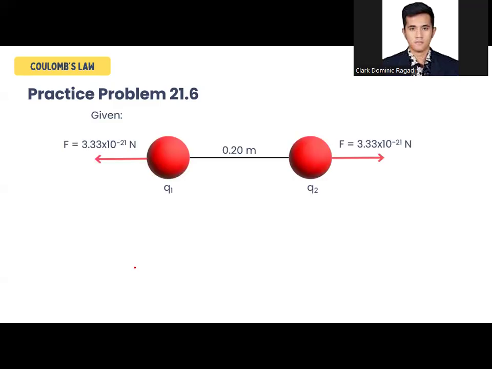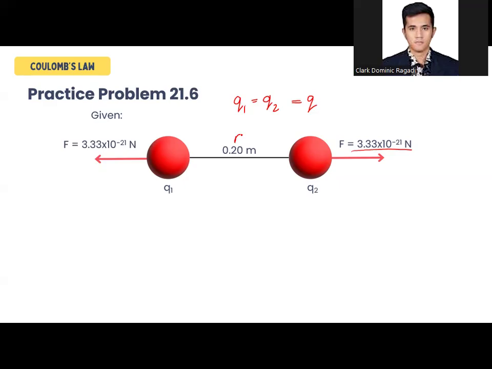We're given that the magnitudes of Q1 and Q2 are equal, so let's call these charges Q since they are equal. The force of repulsion acting between the two charges is F, 3.33 times 10 to the negative 21 newtons, and the distance between them is 0.2 meters. So this is our r.